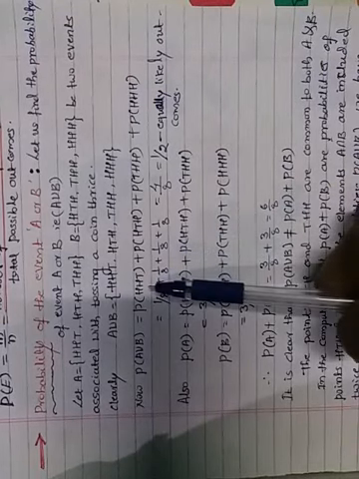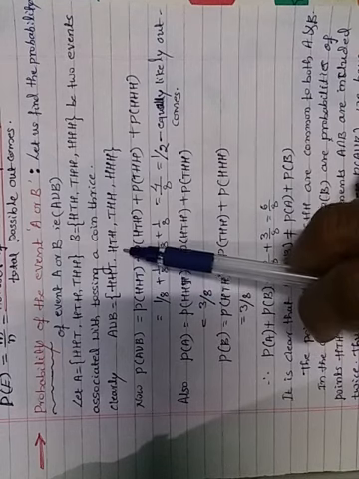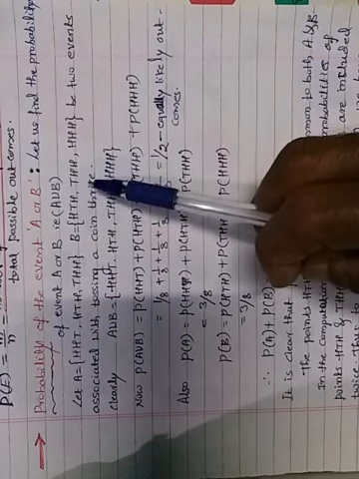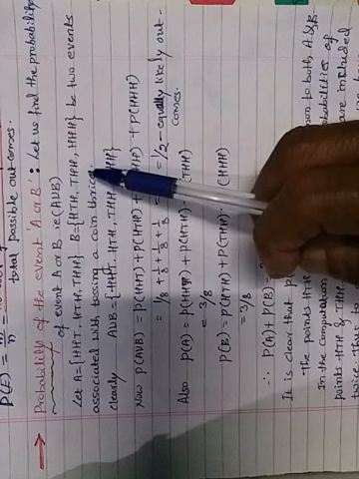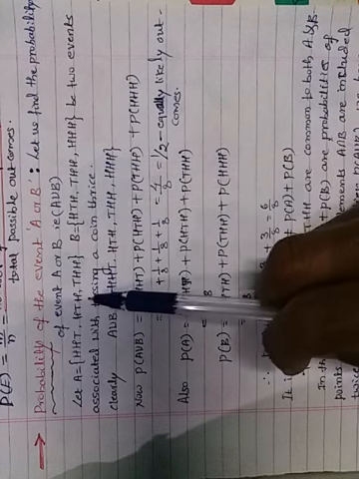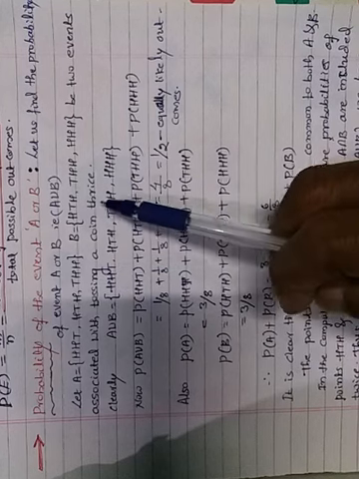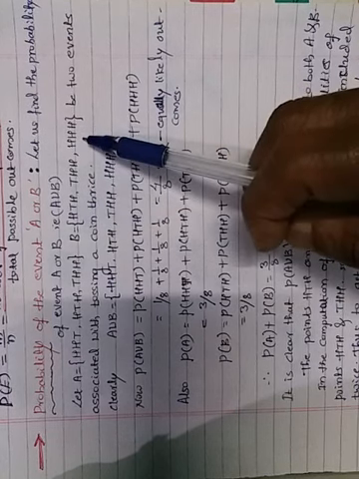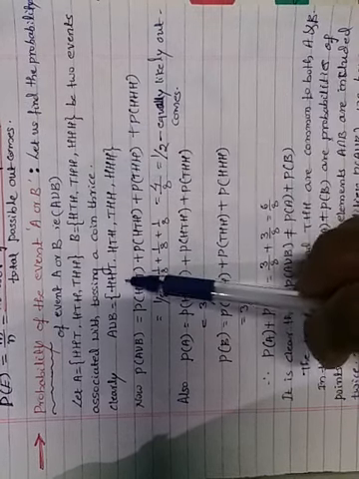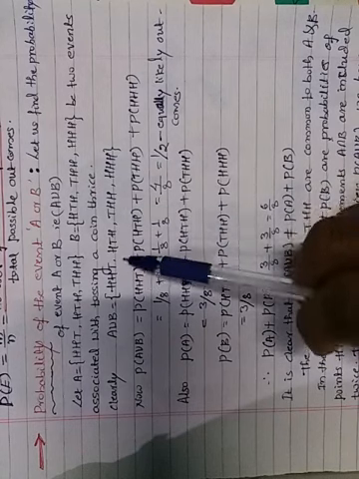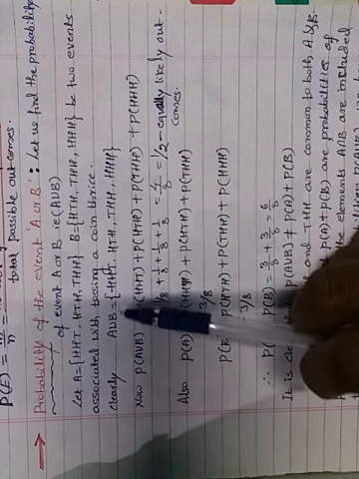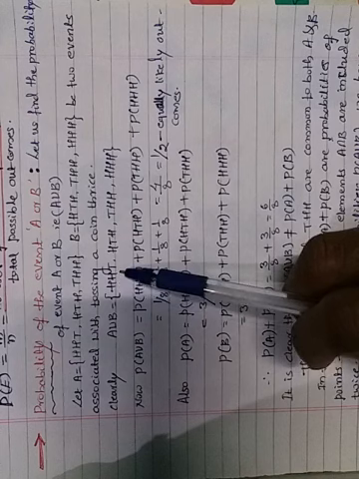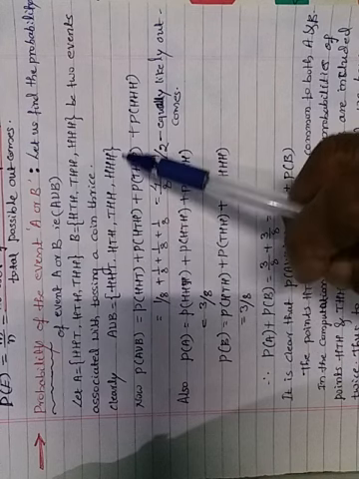Okay. First, we take all the outcomes from set A, and from B we select which are new ones. HTH is already in A, so we need not write it there. THH is also repeated. Then the only new one is HHH. Hence, 4 outcomes belong to A union B. So A union B equals HHT, HTH, THH, HHH.